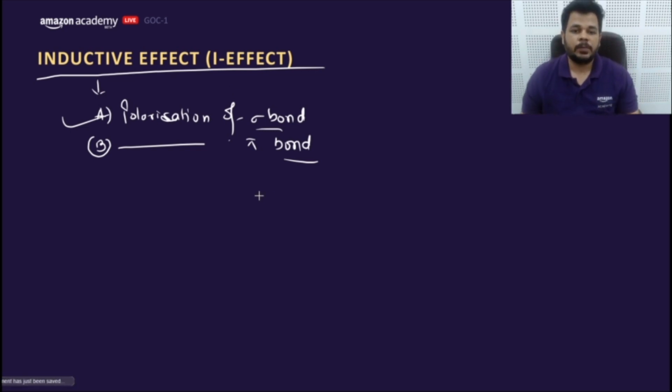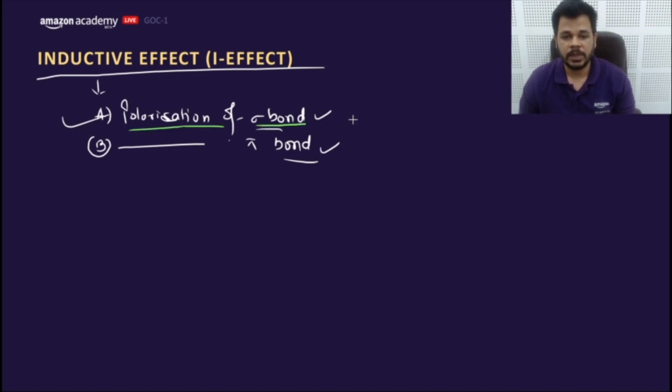So the inductive effect is polarization of sigma bond or polarization of pi bond. Yes, this is polarization of sigma bond towards the more electronegative atom.